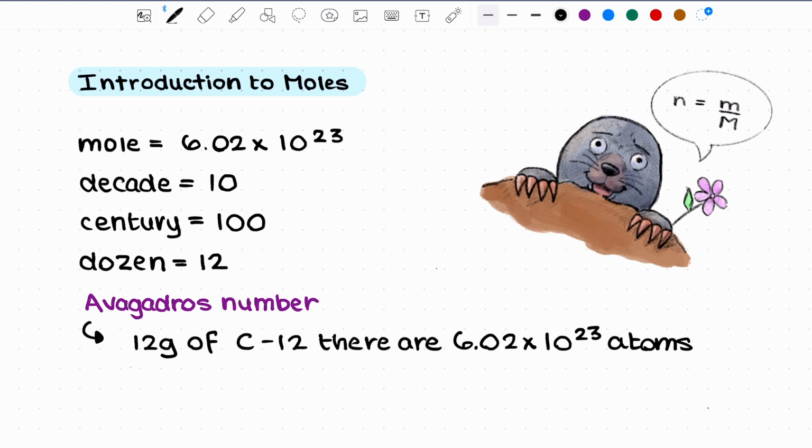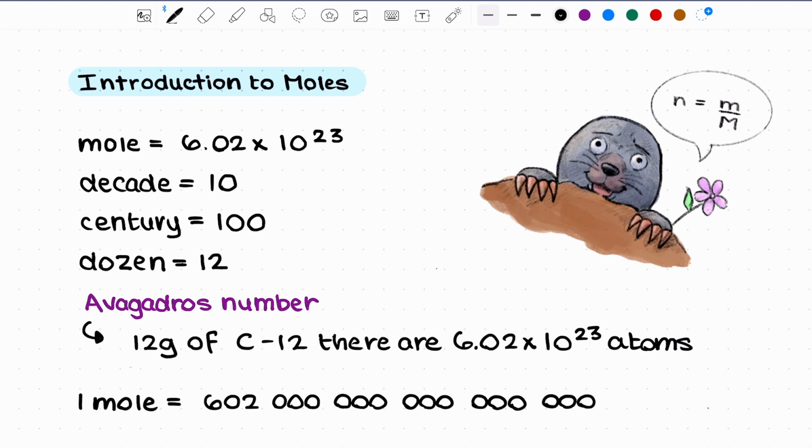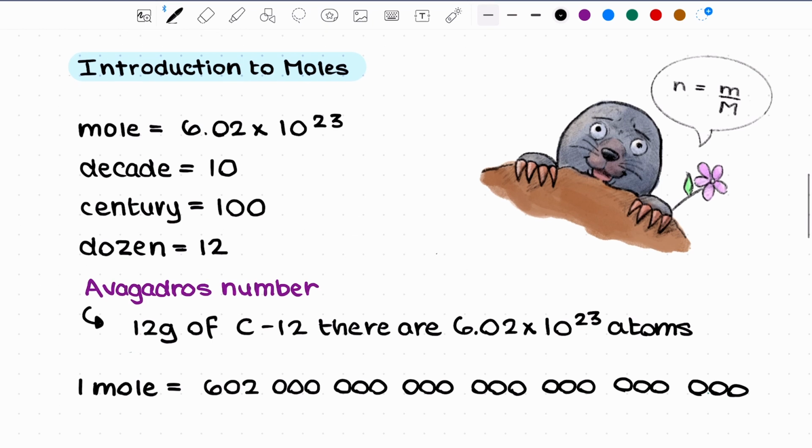Okay, so just to show you one more time just how big this number is, I'm just going to draw it out here below. So 1 mole, or a mole, is equal to 602 followed by 21 zeros. And that's a lot of zeros. So here we are. That is how big this number really is, right? And that is immense. So now we're going to talk about why exactly we might want to use a mole.